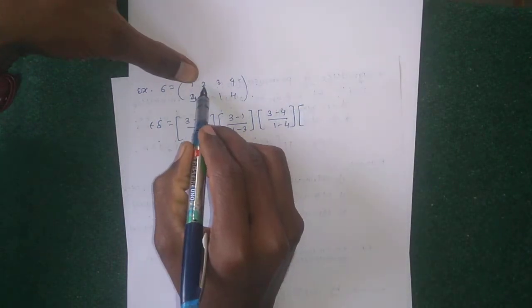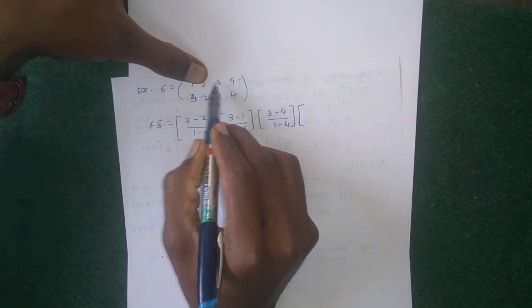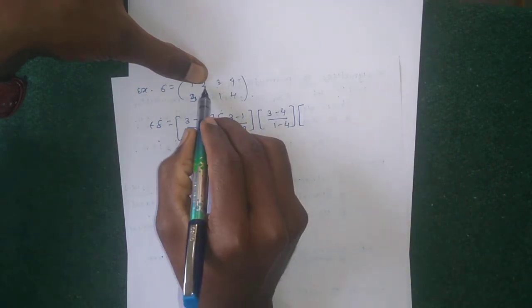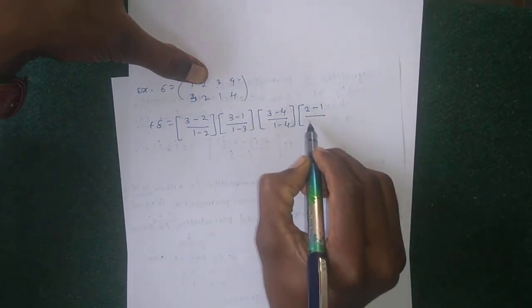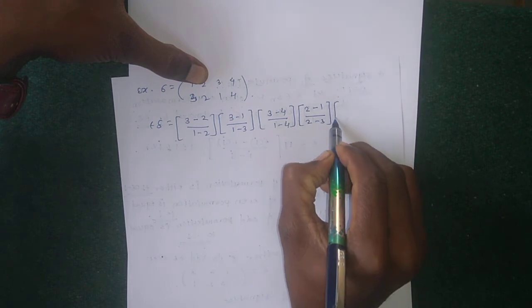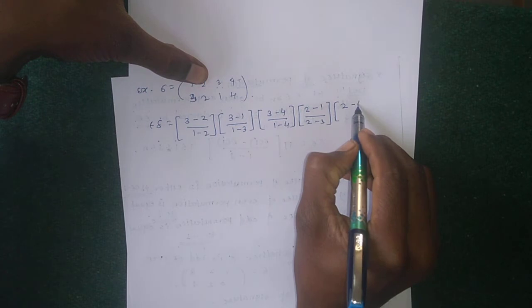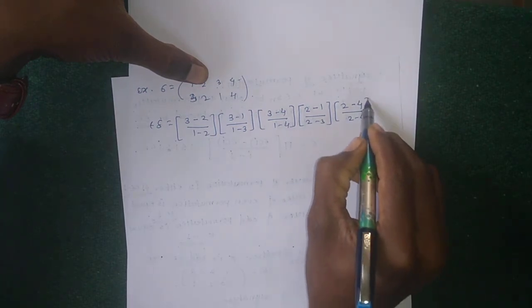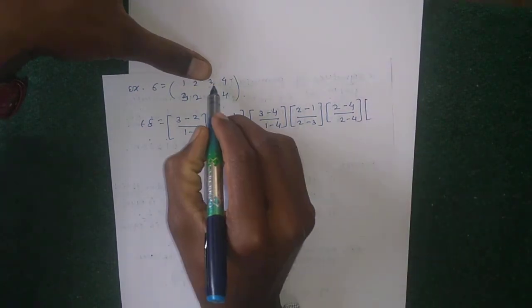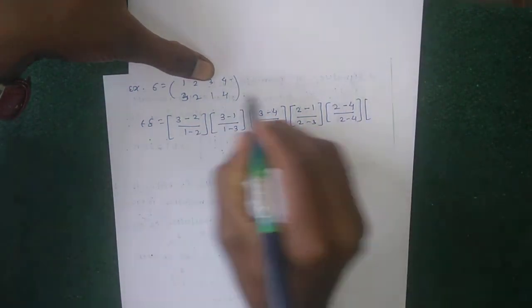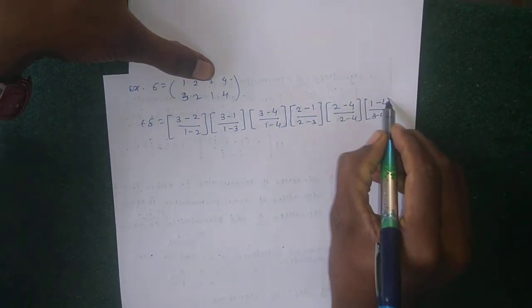Okay, then 2 and 3. We have σ(1) − σ(2), σ(1) − σ(3), σ(1) − σ(4). Then σ(2) − σ(3), σ(2) − σ(4). σ(2) has value 2 minus σ(3) has value 1, divided by 2 minus 3. Then next is σ(2) − σ(4): σ(2) has value 2 and σ(4) has value 4, divided by 2 minus 4. Then lastly σ(3) − σ(4): σ(3) has value 1 and σ(4) has value 4, divided by 3 minus 4.